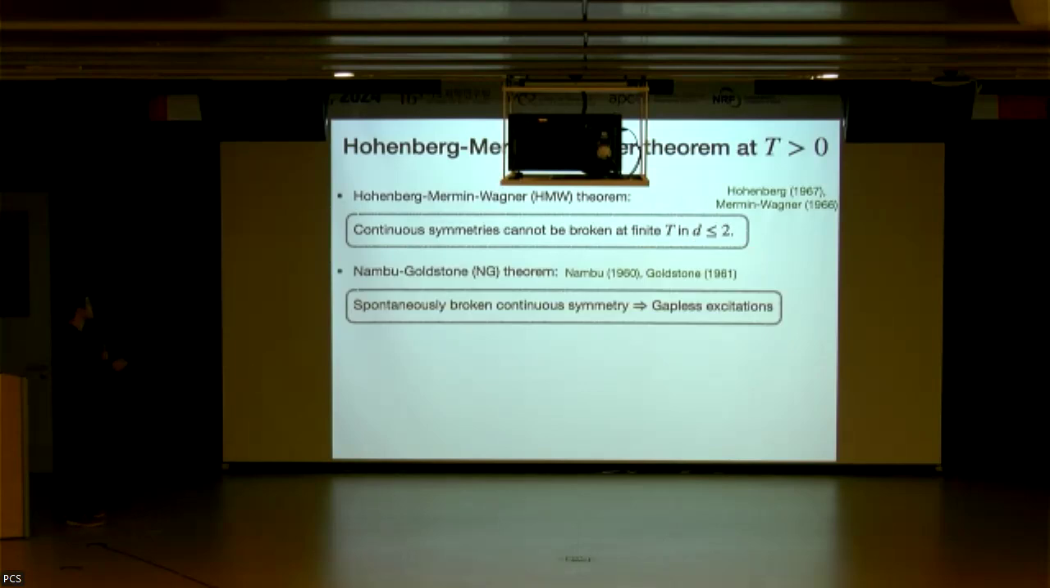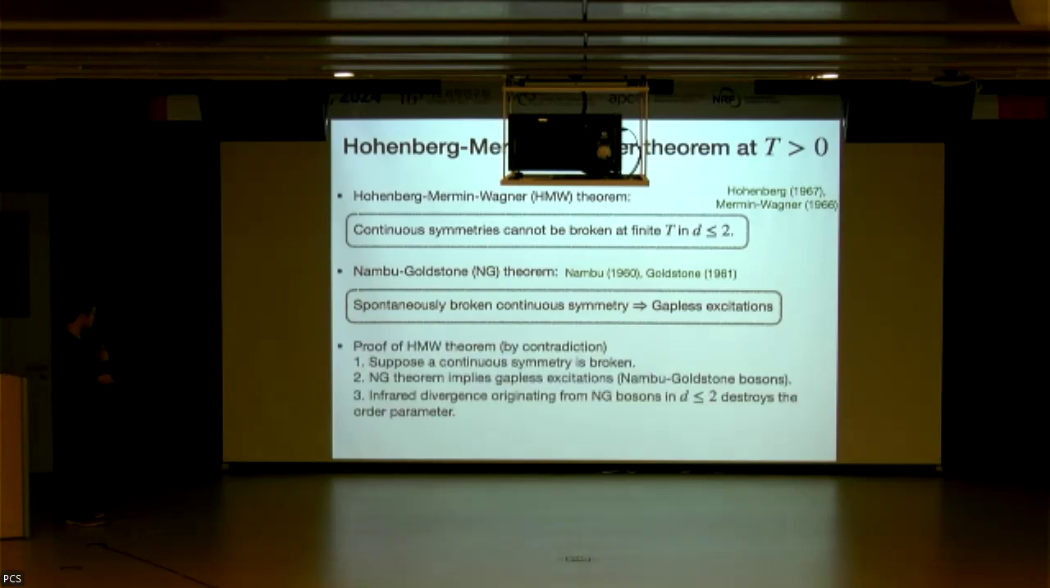And so this theorem is actually related to the Nambu-Goldstone theorem I just discussed. It says spontaneous symmetry breaking of continuous symmetry implies the presence of gapless excitations. And the proof goes like this. It's like a proof by contradiction. Suppose a continuous symmetry is indeed broken, then the Goldstone theorem implies the presence of gapless excitations. But in low dimension, this infrared divergence originating from the Goldstone bosons destroys the order by fluctuation. So that's the kind of standard scenario.